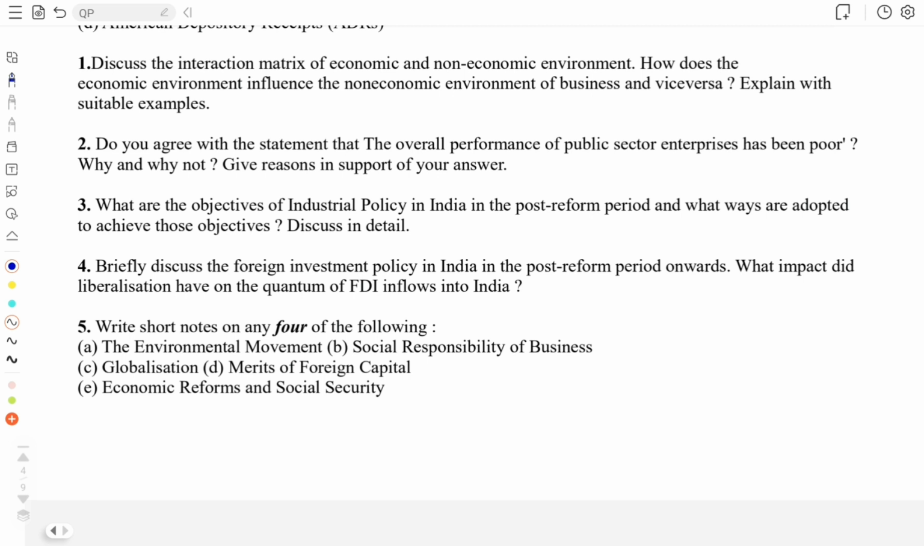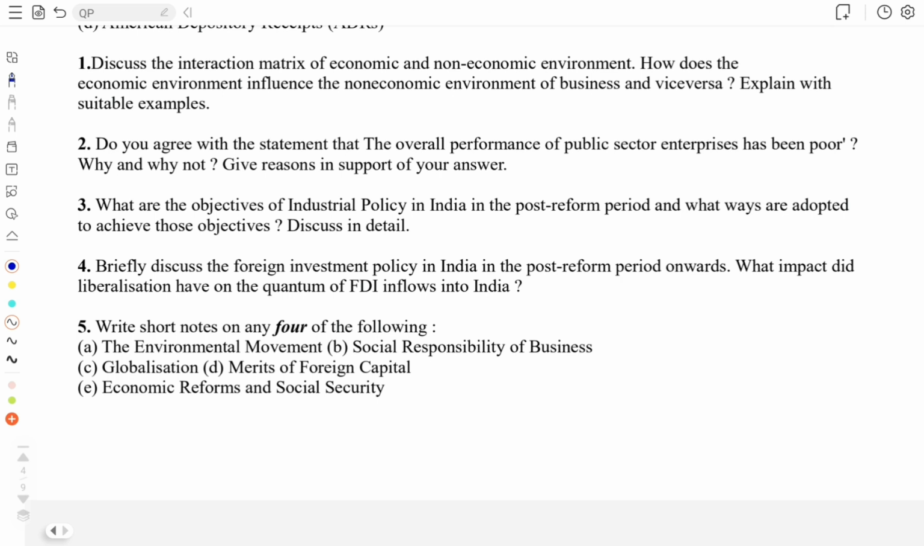Now, the next question is: what are the objectives of industrial policy in India in the post-reform period and what ways are adopted to achieve these objectives? Discuss in detail. So, some of the objectives include foreign trade, service export, Pradhan Mantri Jan Dhan Yojana, GST, Atmanirbhar Bharat, Swachh Bharat, Make in India, Skill India, all those things you can write. Okay, the next one.